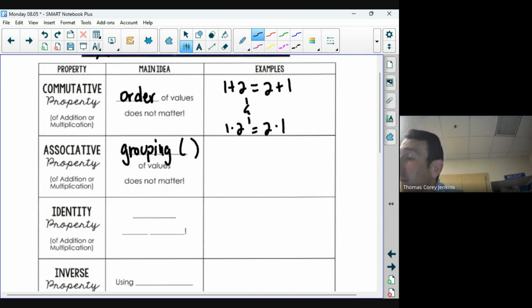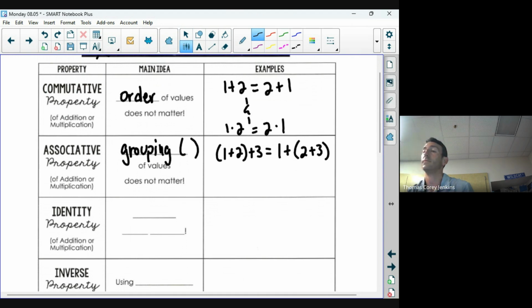If we tried something like 1 plus 2 plus 3, that would be the same as if I did 1 plus, and then group 2 plus 3. We think about our order of operations there. On the left side, 1 plus 2 is 3, and then 3 plus 3 is 6. On the right side, we'd have 1 plus 5, which is also 6. So it doesn't change the value when we change the grouping.